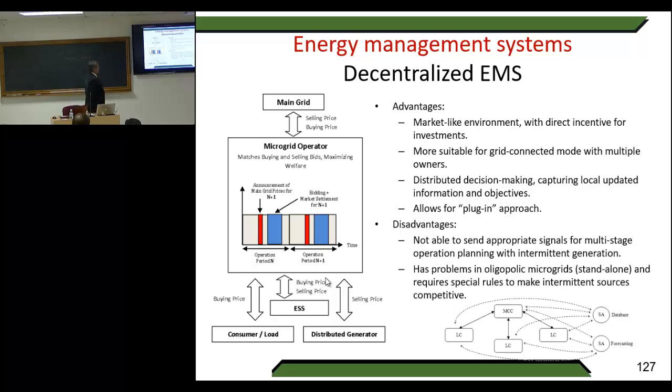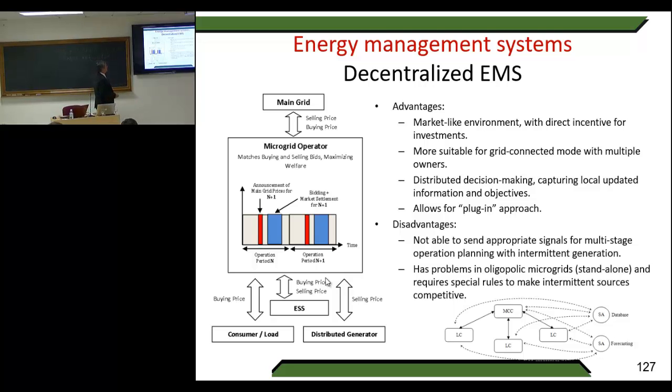We have here a decentralized approach. If I understood, this is the approach that you are following. In this case, it is very market-oriented: consumers, energy storage, and distributed generation, and the coordination is the price. Buying, selling, and they define something, and in the different market spaces, you have the announcement of main grid prices, you react, and bidding plus market settlement, and in the next period, the same again. This is the decentralized way.